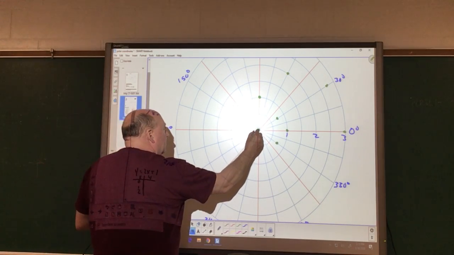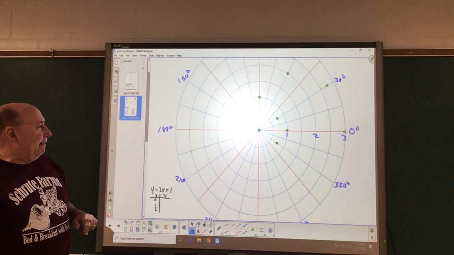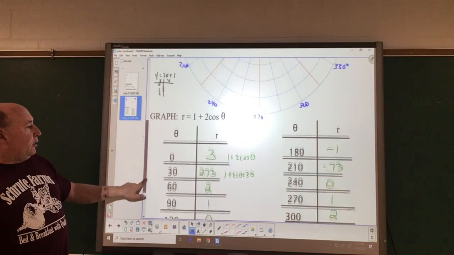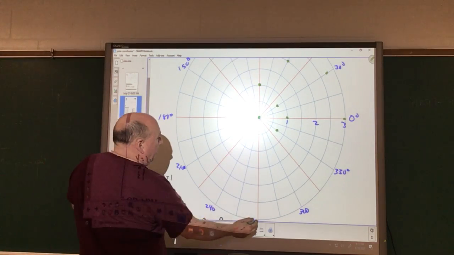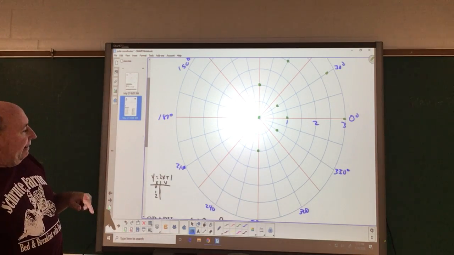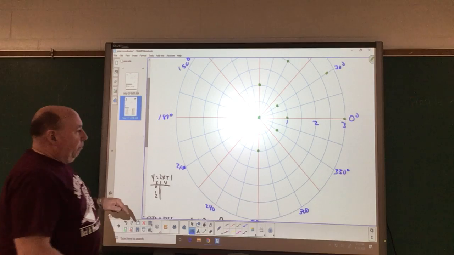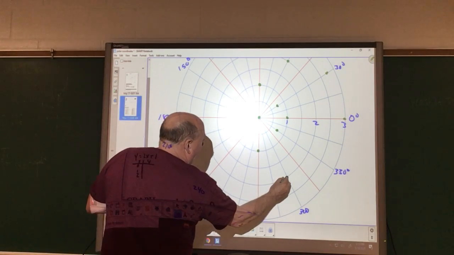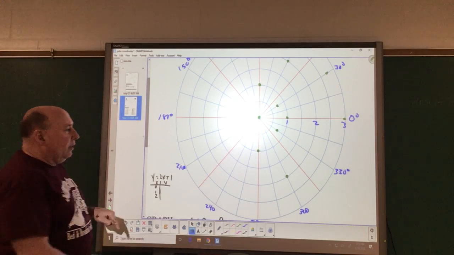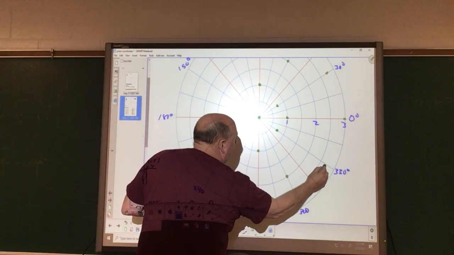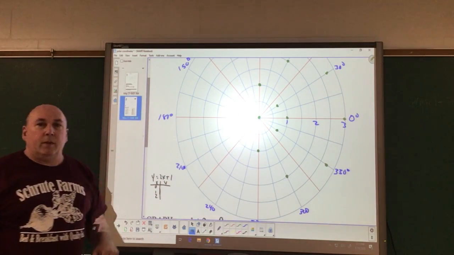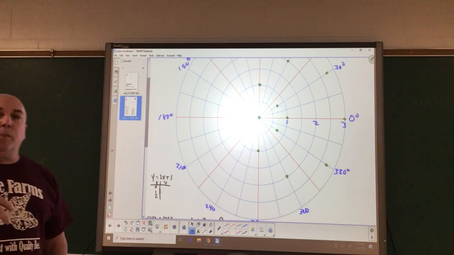240, we're at 0. 270, we come back to 1. So 270, we are at 1. 300, we are at 2. 330 line, we're at 2.73. And 360, we're back up at 3. So there's the plots of my graph.